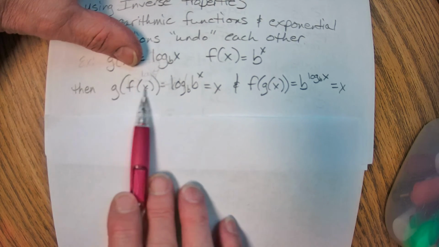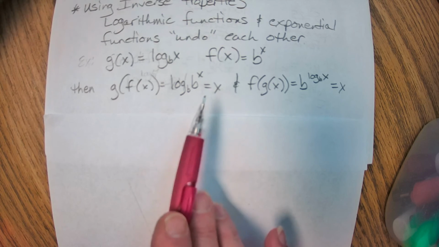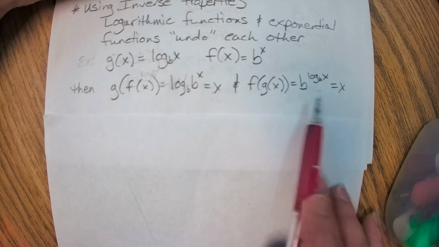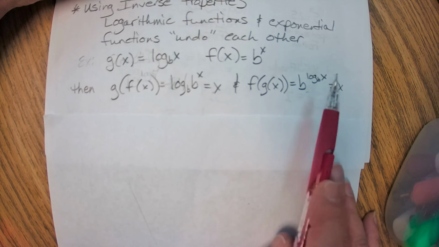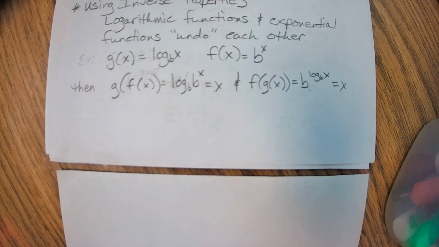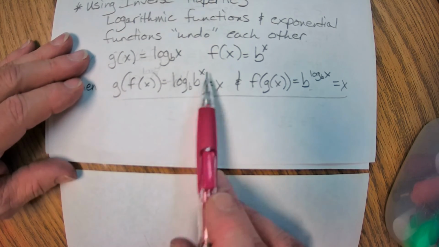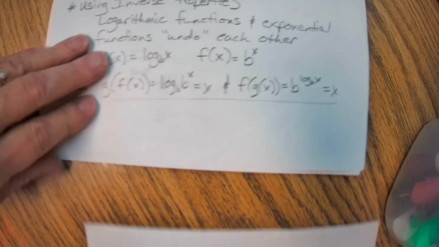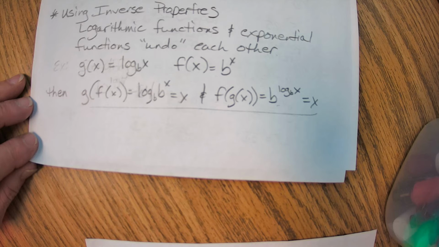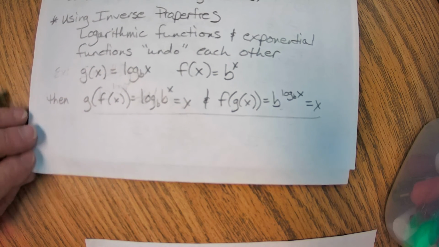So g of f of x would be log base b of b to the x power. That equals x. And f of g of x equals b raised to the log base b of x, and that equals x. We'll talk about how we get all that. That looks pretty complicated, doesn't it? That's just one of the properties of logs that we're going to discuss here in a little bit. Just know that logarithmic functions and exponential functions undo each other.